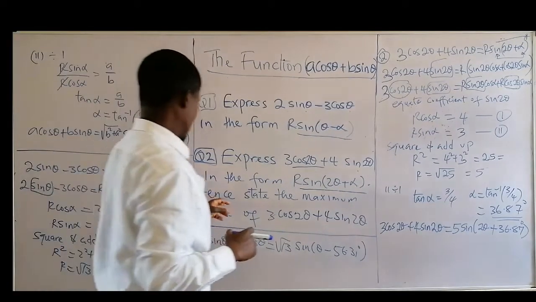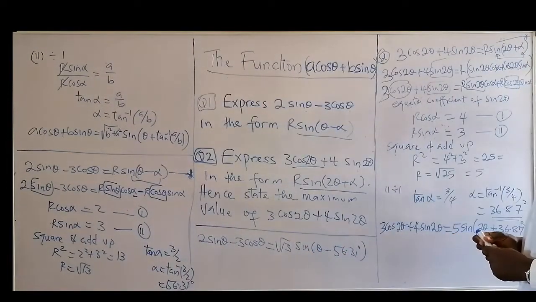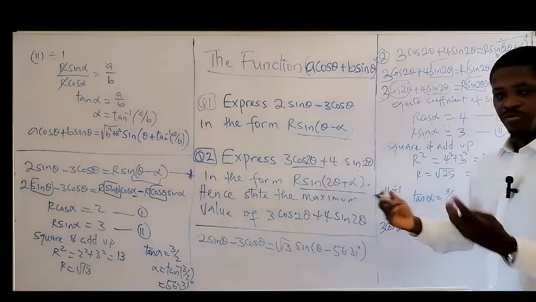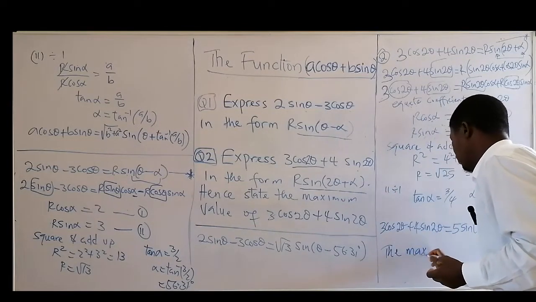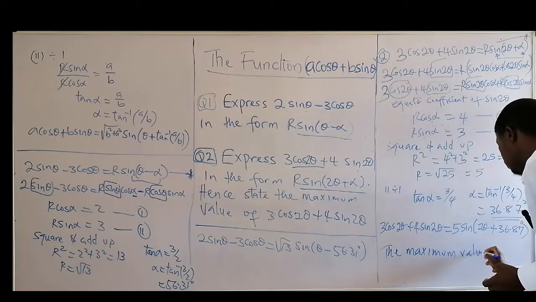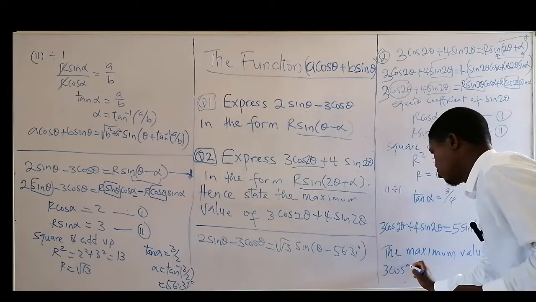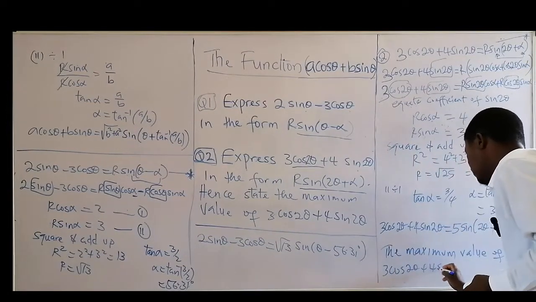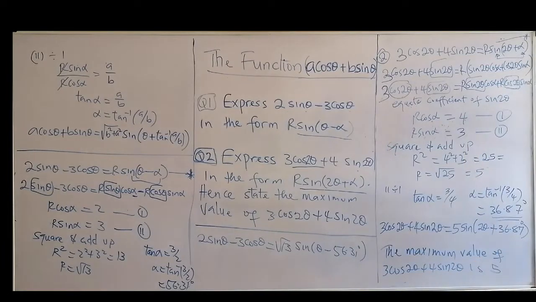Then the question says hence state the maximum value of this. So for questions like this, we have to speak back and say the maximum value of 3 cos 2 theta plus 4 sine 2 theta is 5. Okay, so that's that on this question.